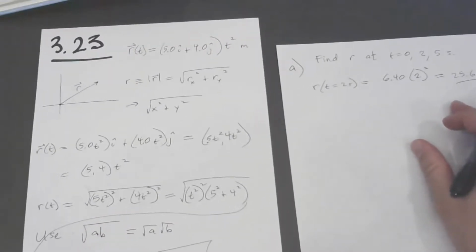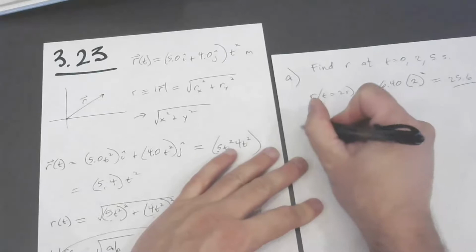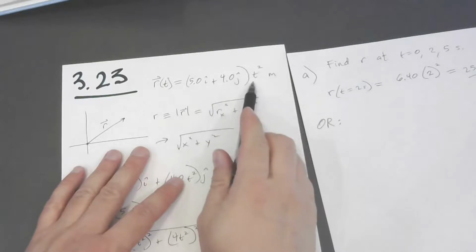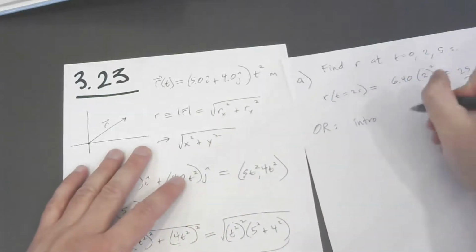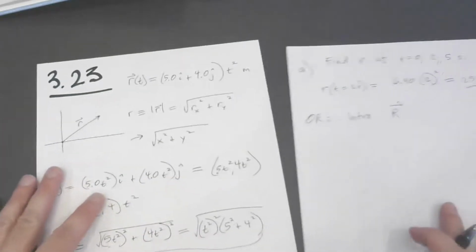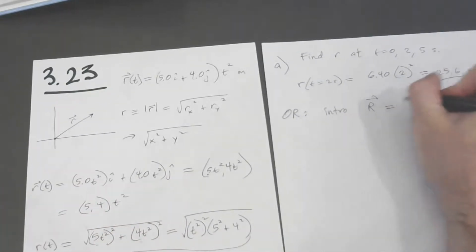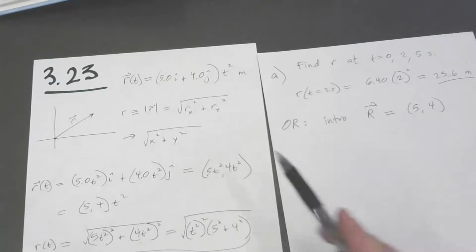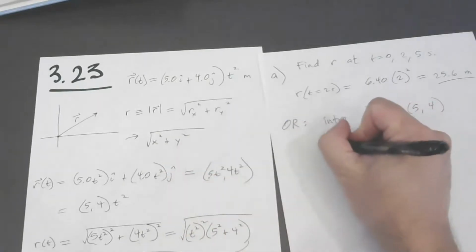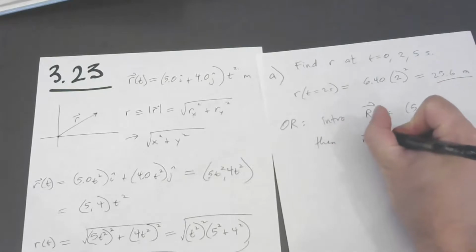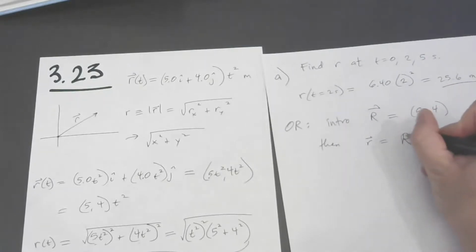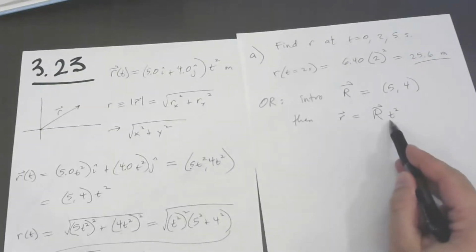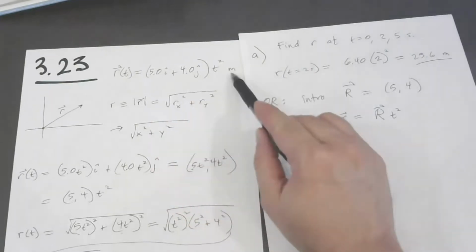What's another way to do this? Well, I like doing it this way. You'll notice that the position at any time is this constant vector times the square of the time. So let's introduce, or let, the vector capital R. I'm just defining a vector for the purposes of this problem. And it's the vector 5, 4, where it's understood these are Cartesian components. That's this vector right here. Then we can write that the position vector at any time is just big R times t squared. It's a constant vector times the square of the time. This is just a short way of writing this.